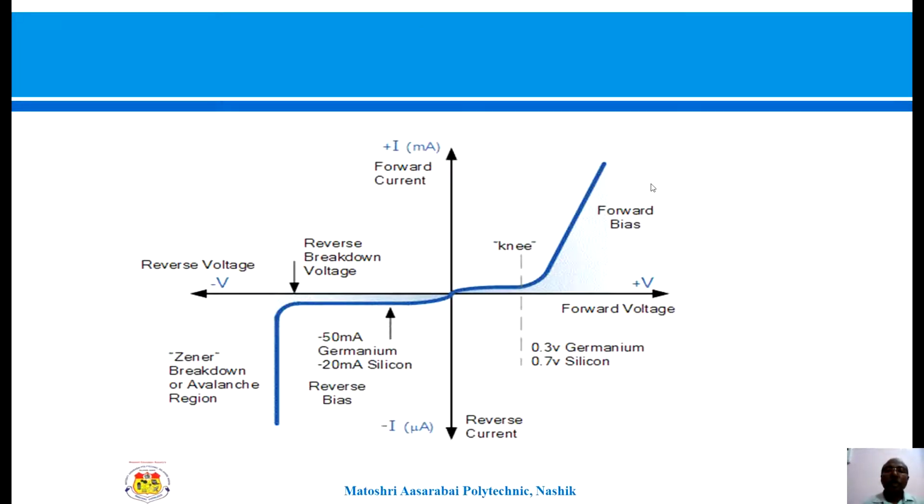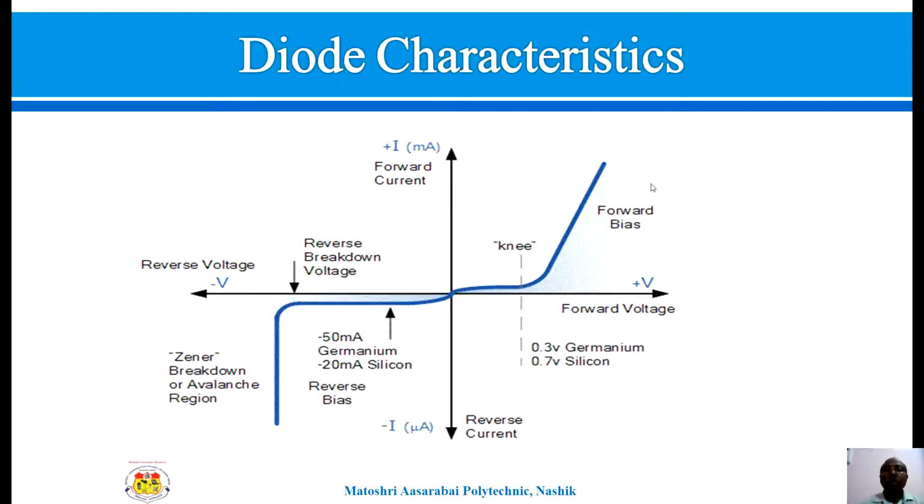Now we can see the characteristics of this diode. In the case of a silicon diode, the cut-in voltage is 0.7 volt, while for germanium the cut-in voltage is 0.3 volt. That is also called the knee voltage. After this knee voltage, you can see in forward bias the characteristic is linear. What are these linear characteristics? When the voltage increases, the current also increases. So this is called linear characteristics, which is in the forward bias.